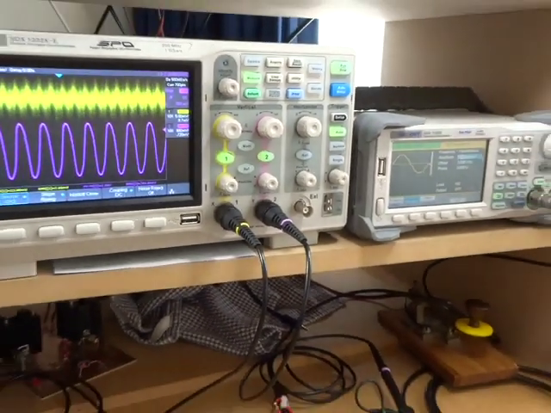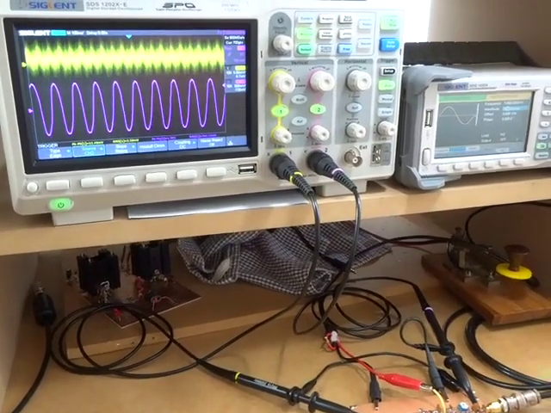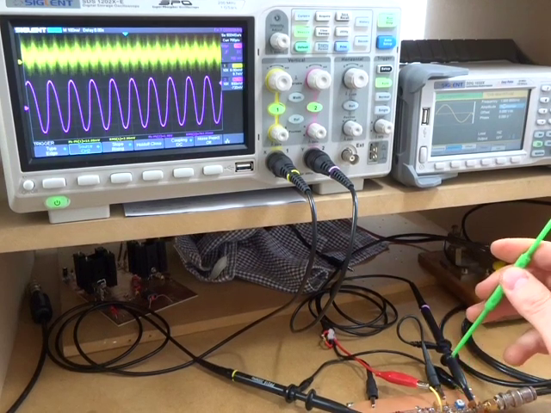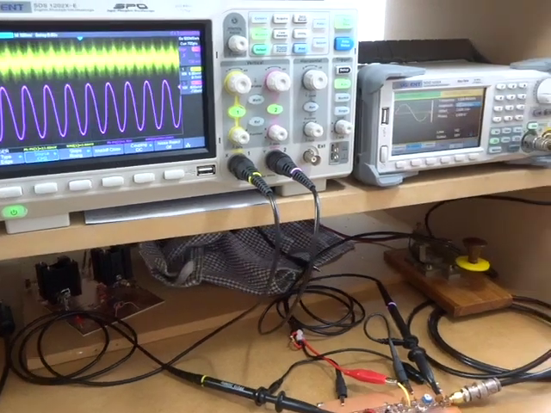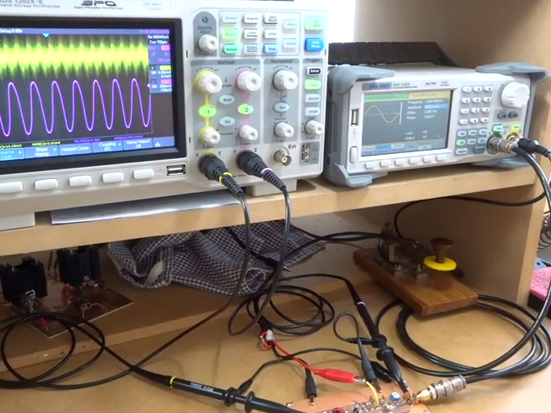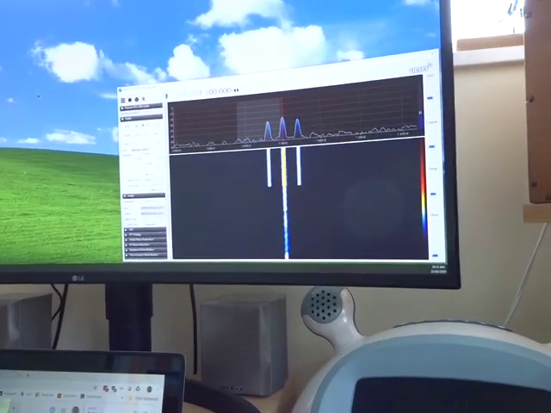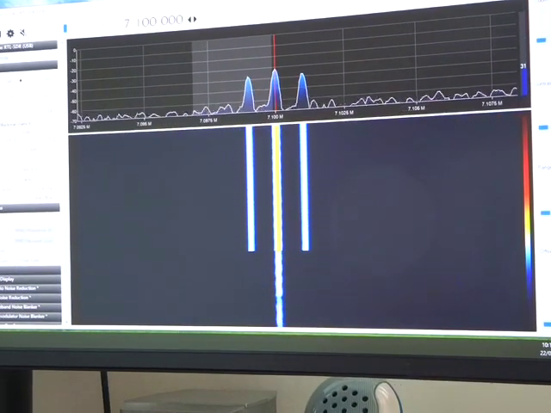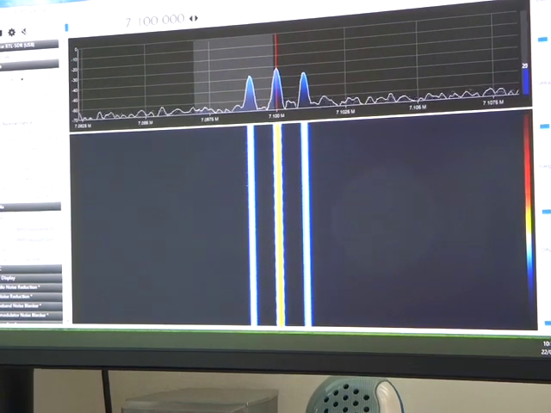Right, so where are we going with this? Having now adjusted the modulator to null out as much of the carrier as possible, we can now turn on the modulation. I'll do that, and as we can see on the scope, and on the frequency chart on SDR Sharp, we can see our two 1 kilohertz sidebands, one upper and one lower.